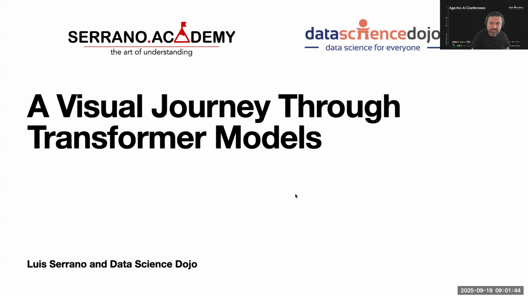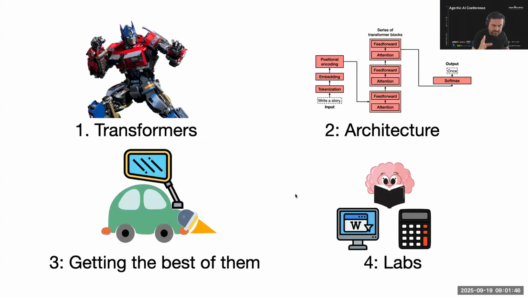So let me tell you what we're going to do today. It's going to be three hours with a break around half of the time, and we're going to do four things. First, we're going to talk about transformers, their strengths and weaknesses. Then we'll talk about their architecture, in great detail, but I don't like formulas, so you'll get a very visual approach to how transformers operate.